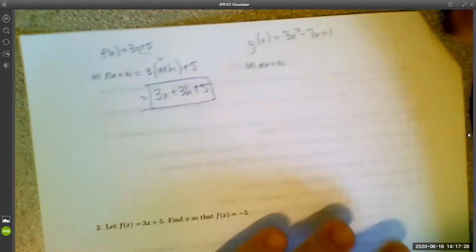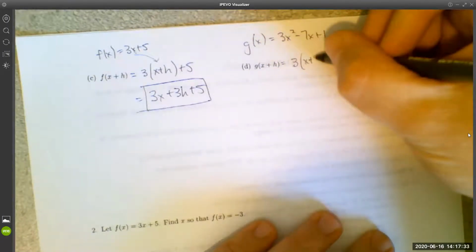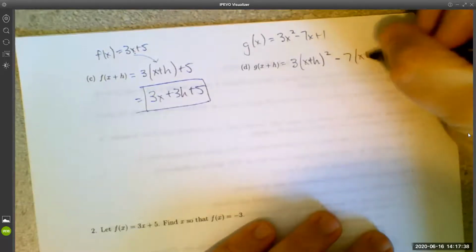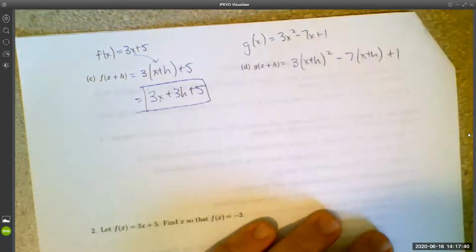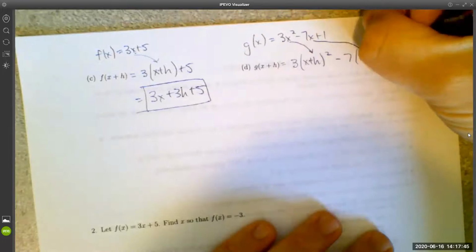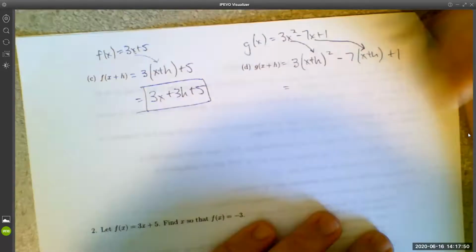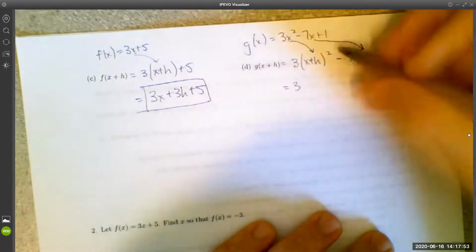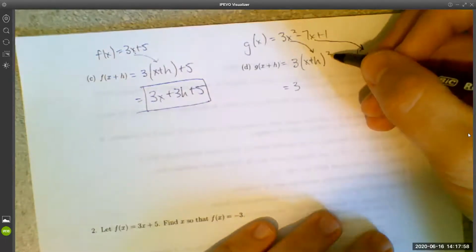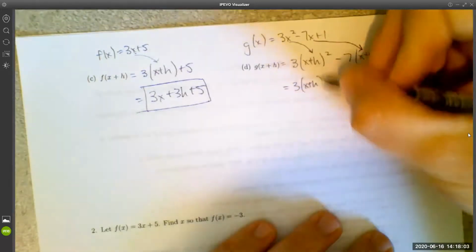G of x plus h is going to be similar, right? This is going to be 3 times, instead of x, I'm going to write x plus h squared, minus 7 times, instead of x, I'm going to write x plus h, plus 1. So again, I'm just replacing the x's with x plus h's. Okay? And we can simplify this. X plus h squared is not the same thing as x squared plus h squared. The exponent does not distribute across addition. What you have to do is write this out twice and then FOIL.